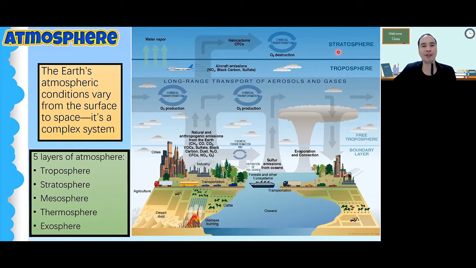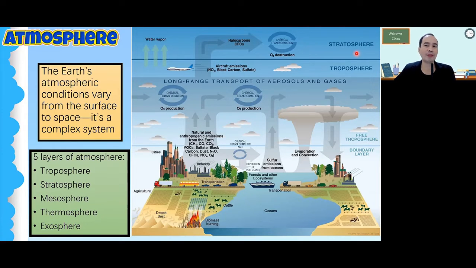Next, we also have your stratosphere. In your stratosphere, this is where the presence of your ozone layer can be found. Your ozone layer is responsible for protecting us from the harmful rays of the sun, by which you have your ozone gases.